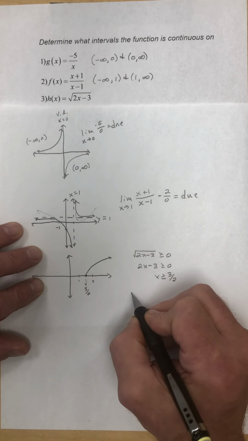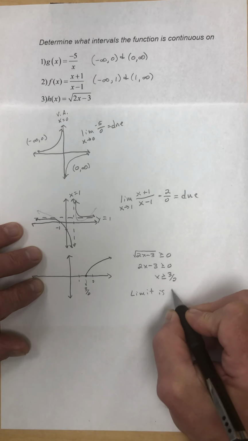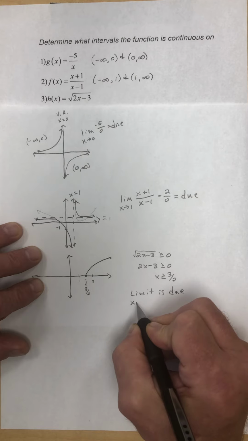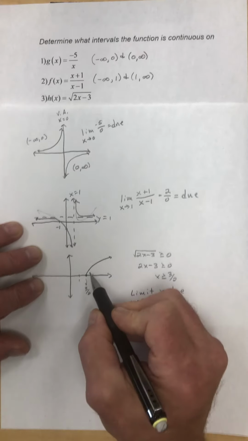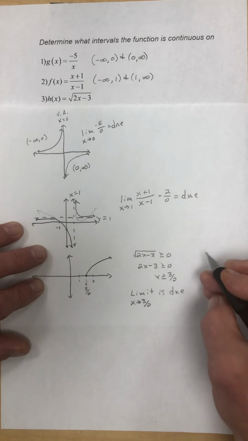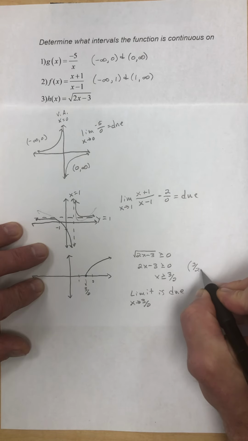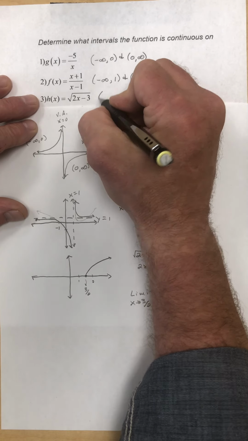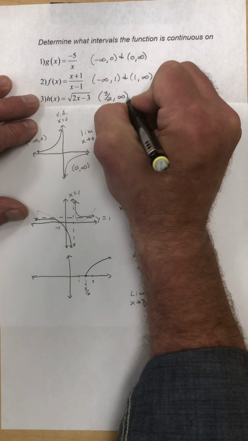So the limit is DNE as x approaches 3 halves. But once we get beyond 3 halves, everything works out. So we would just have the open interval from 3 halves to positive infinity.